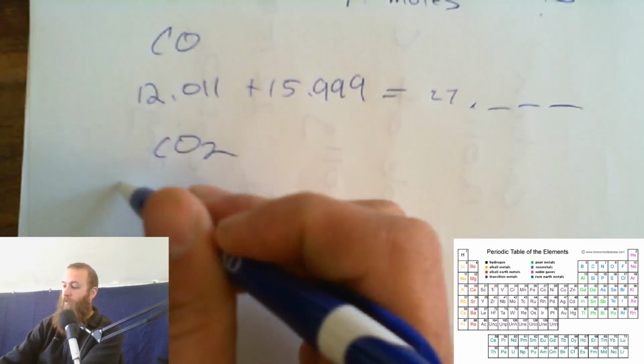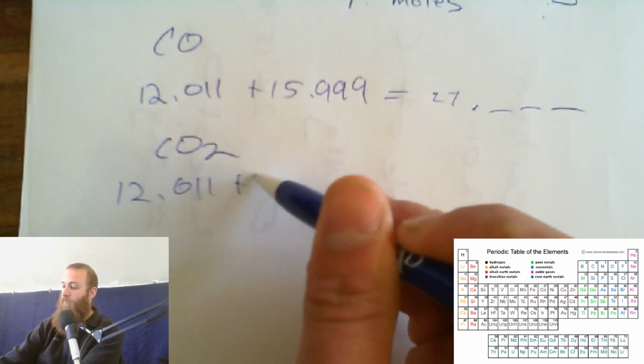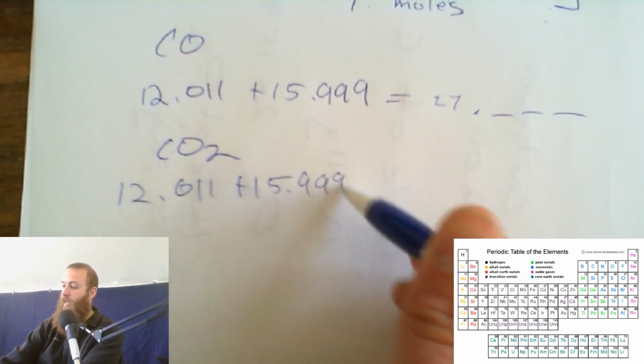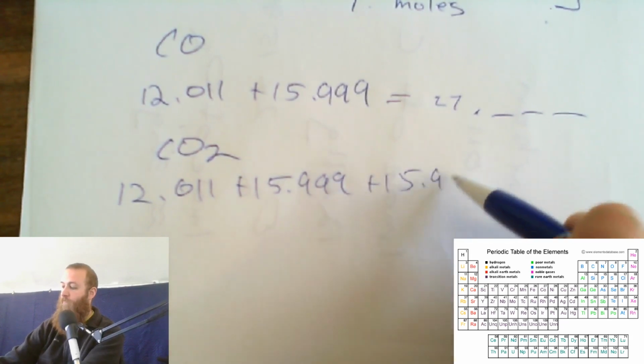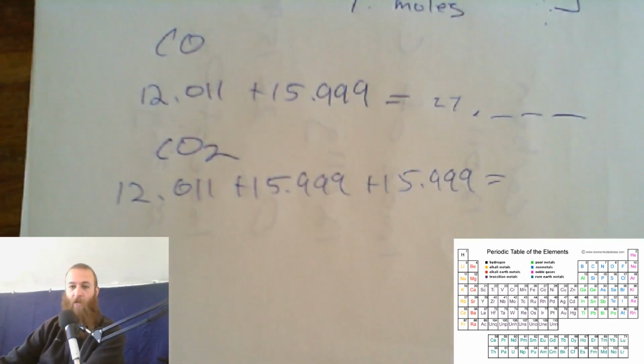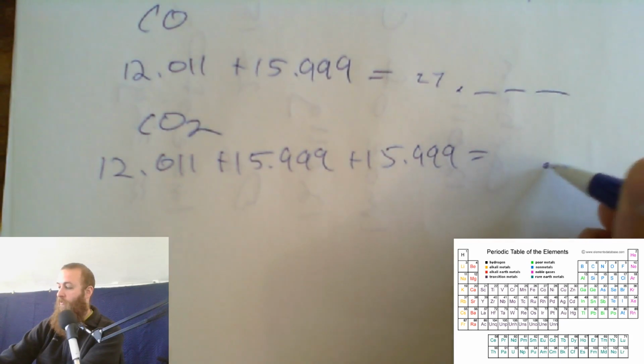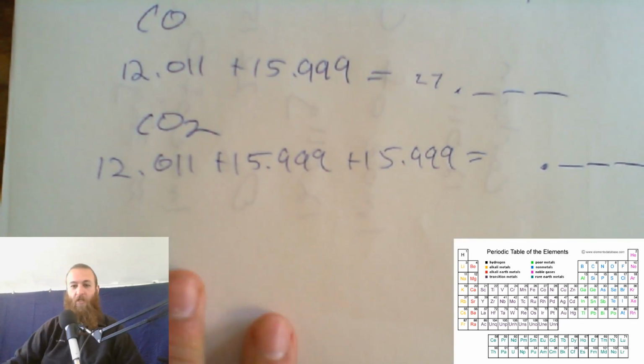CO2. You just add them up. I have 2 oxygens in this case. And that would be the mass. And you give me 3 places after the decimal.